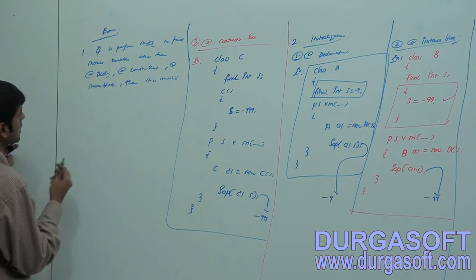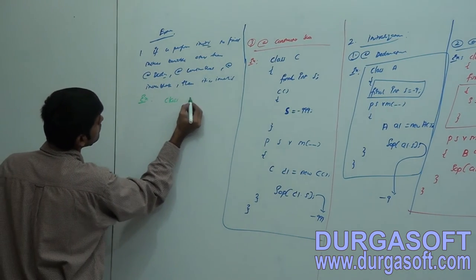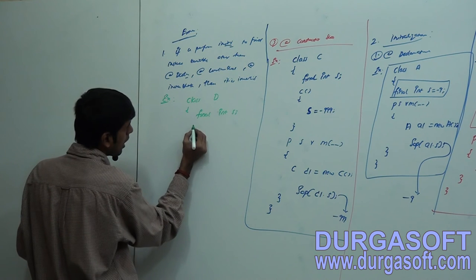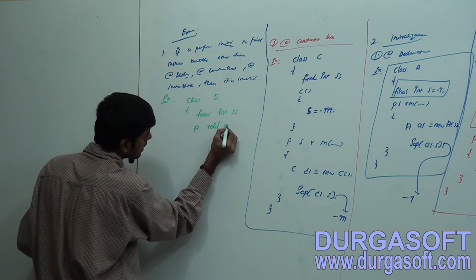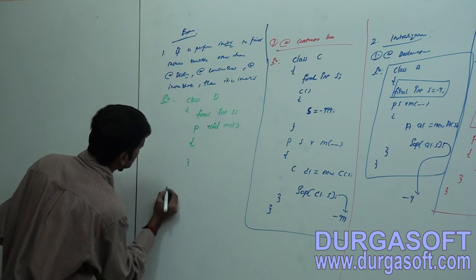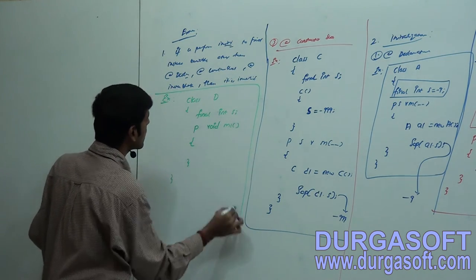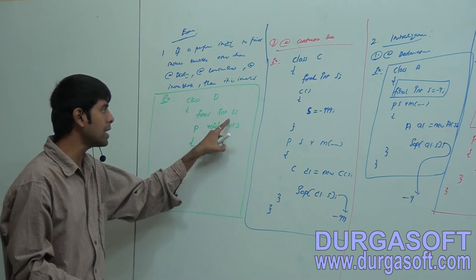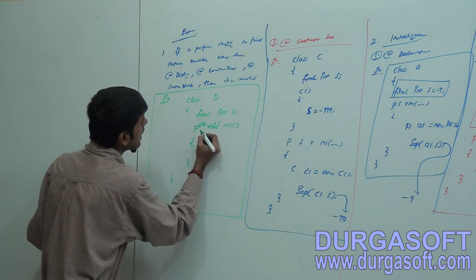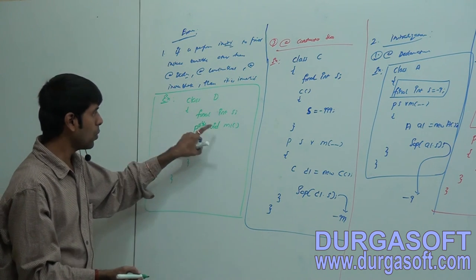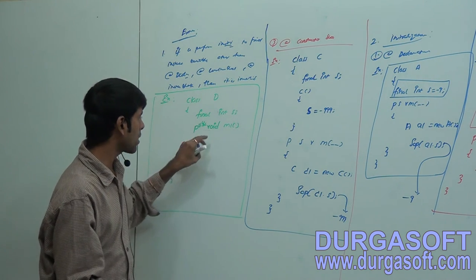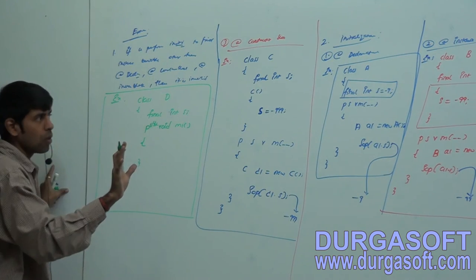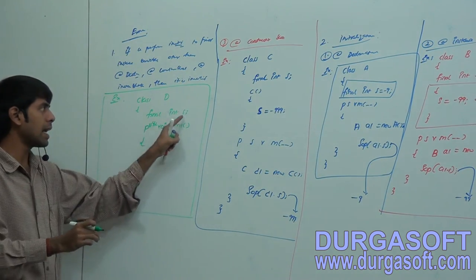Observe the example. The best example is: class D, final int s, and a public void m1 method. I declared a class which contains a final instance variable called s, and we have one instance method, public void m1. Do we have any constructor within this class? No. Any instance blocks within this class? No. And did I perform any initialization at the time of declaration? No.